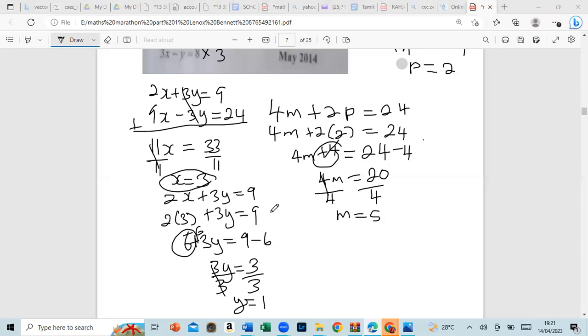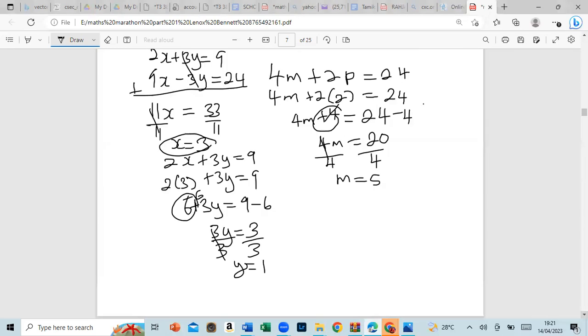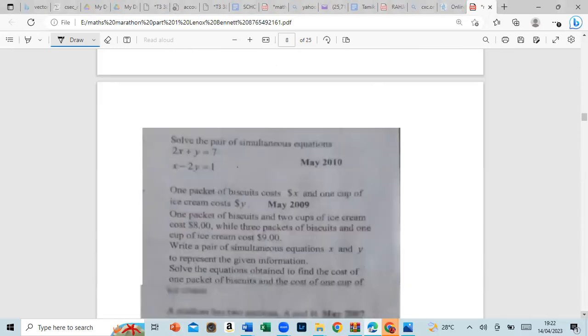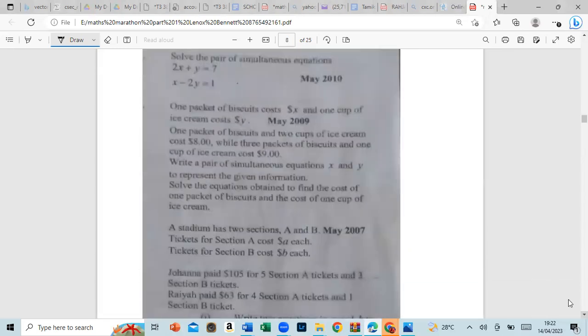So guys, don't be afraid to do the maths. Just do it. Maths is just like IT. Trial and error. If you make an error, you know what to do, you just fix it.